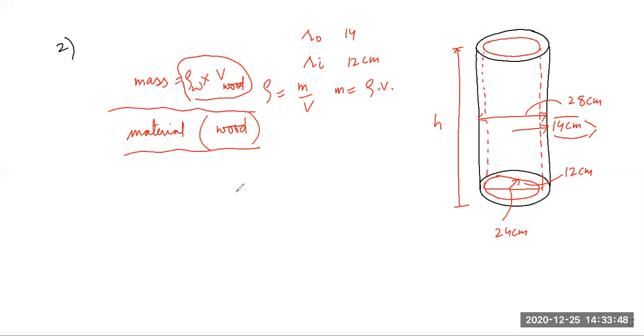Volume with outer radius minus volume with inner radius. Beautiful. So the volume of the outer cylinder minus the volume of the inner cylinder will give you the material used for the wood. If it is made up of steel or PVC or anything, you will get the volume of that material. So guys, now you can do it.